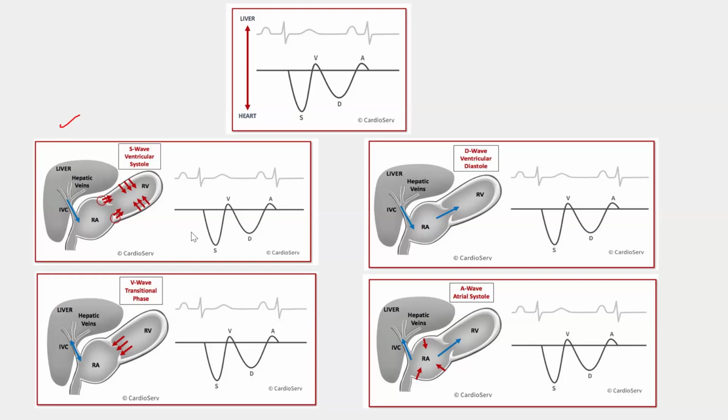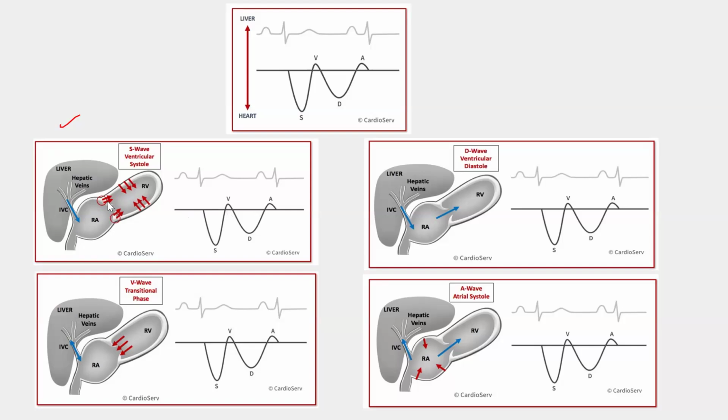First, what about the S? How is this S generated? This is the liver and this is the right side of the heart, right atrium and right ventricle. During RV systole, the right atrium is what? The right atrium is relaxing and filling with blood. So the blood comes from the liver into the right atrium, and this is the S.